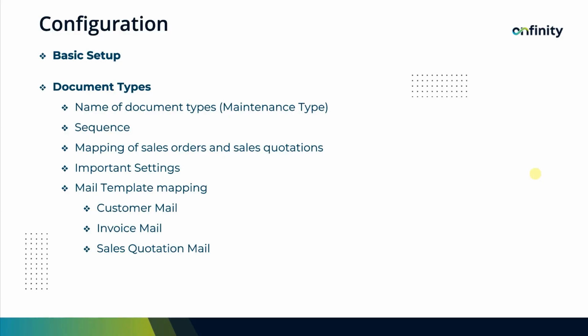We will also learn how to define the sequence for document types, how to map a sales quotation and a sales order, and other important settings. This includes mapping mail templates like the customer mail, the invoice mail, and the sales quotation mail. Now, let's jump to the Onfinity system to configure document types.